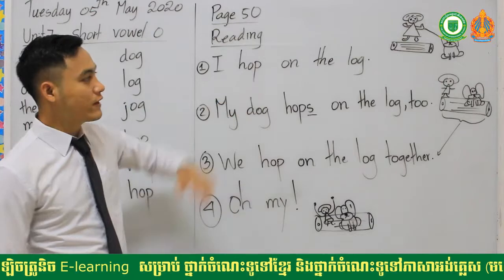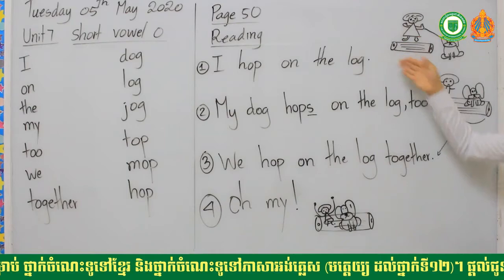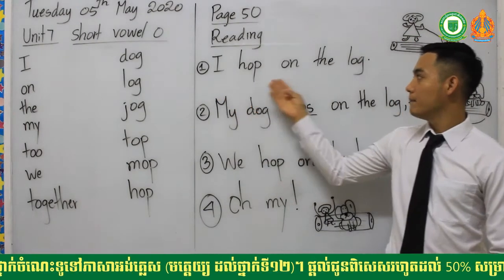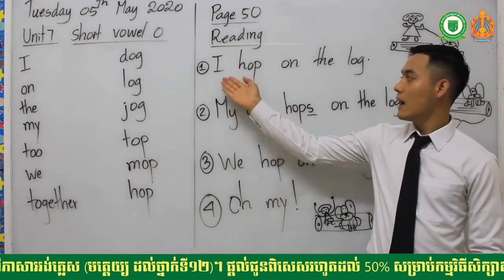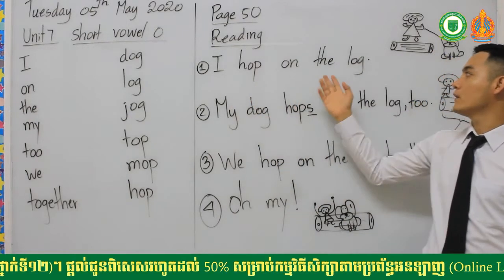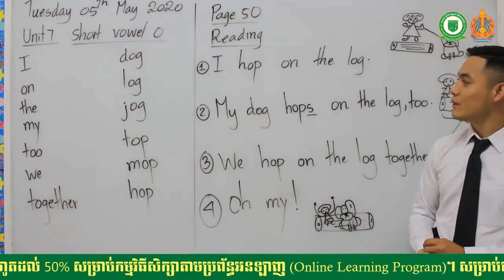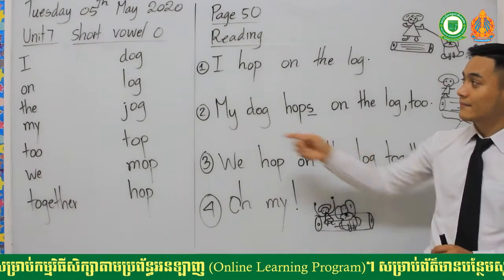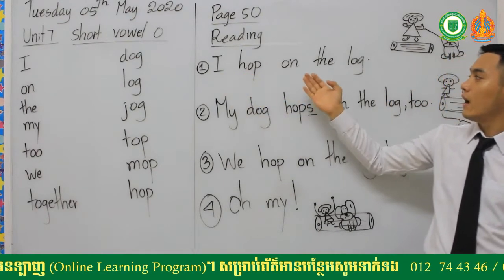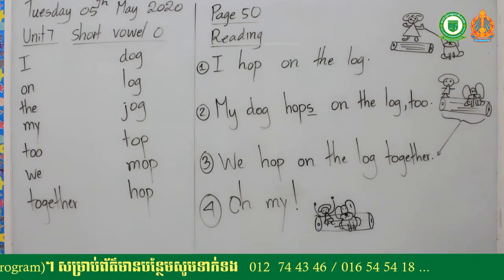So the first one, you can look at the picture. Look at the picture: the girl is hopping on the log. And then the girl says, I hop on the log. Again, I hop on the log. Let me try. Okay, come on. 1, 2, 3. I hop on the log. Again, I hop on the log. You're right. Okay, so this is about picture number 1.